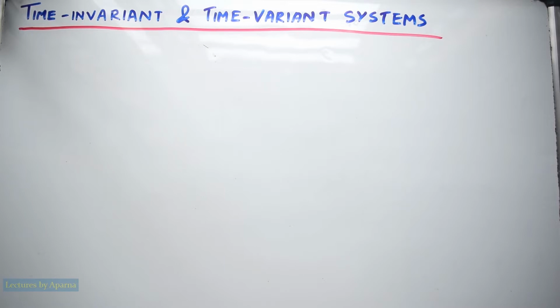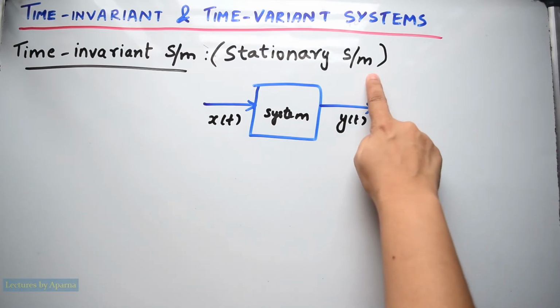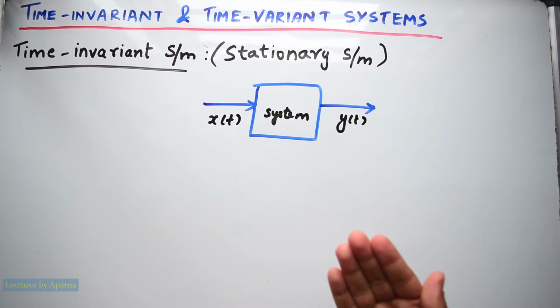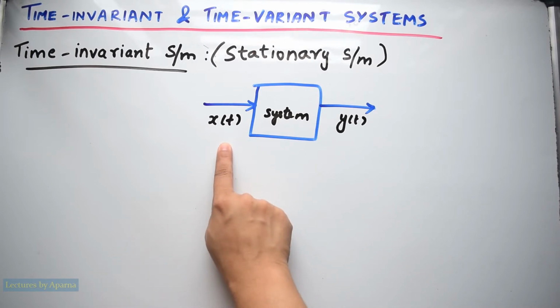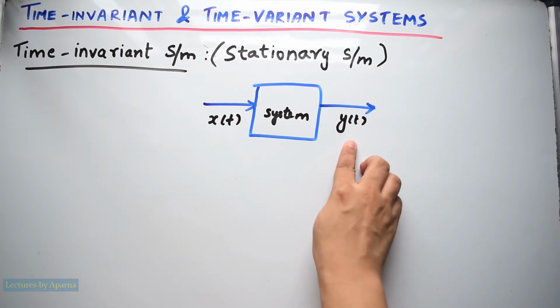In today's video, we will discuss time invariant and time variant systems. First, let us see the time invariant system. Another name for a time invariant system is a stationary system. A system is said to be time invariant if a time delay or time advance in the input signal leads to identical time shifts in the output signal.